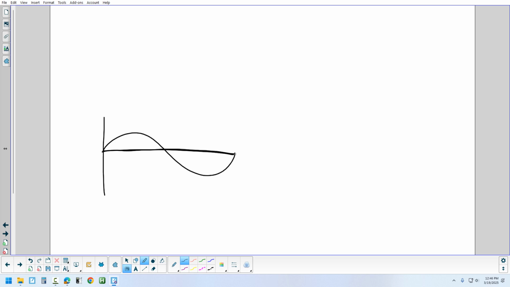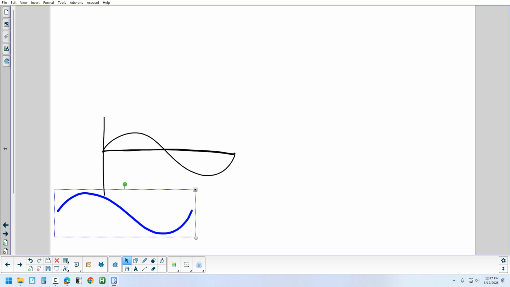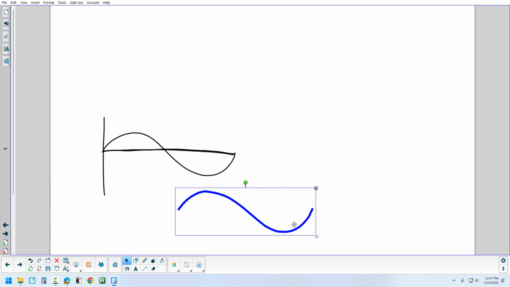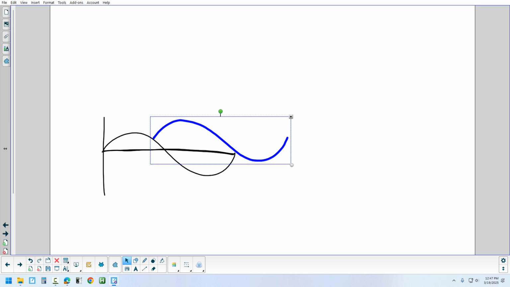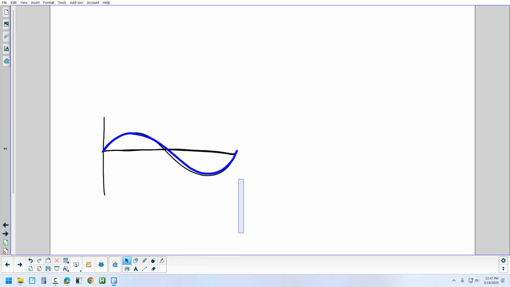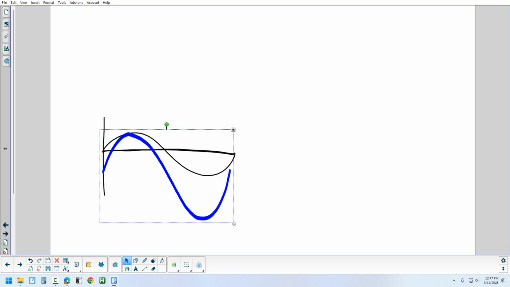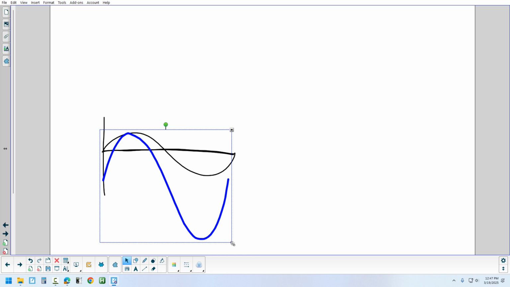Okay. Taking this graph, just make a copy of it, and shifting it up or down, that doesn't change how long it is. Shifting it left or shifting it right, it still does not change how long it is. And then taking that graph and stretching it up or down still doesn't change how long it is left to right. So we have never changed the length left to right.